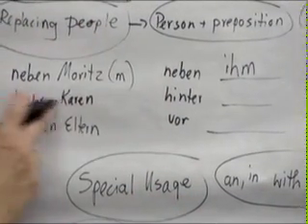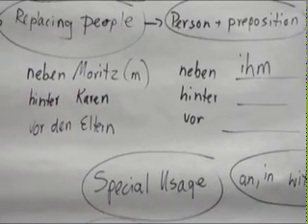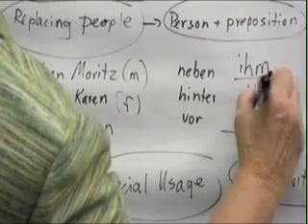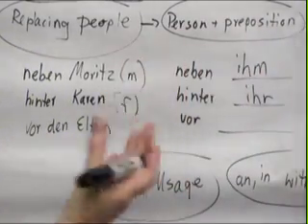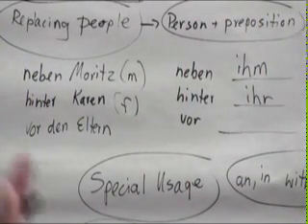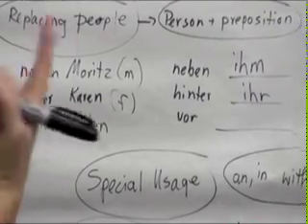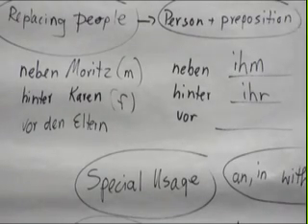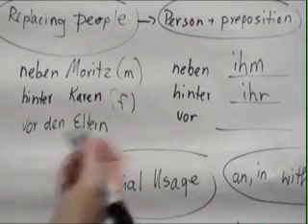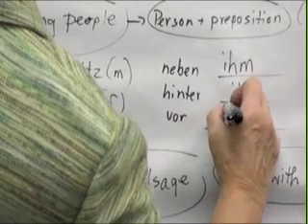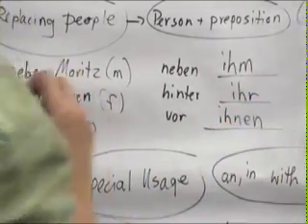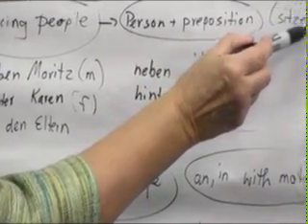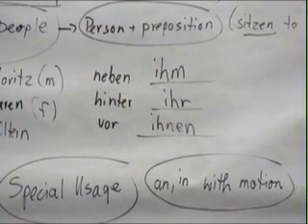I am sitting behind Karen. Karen is a female. Hinter ihr. And why are these dative? Because they're just sitting, they're not moving, remember? Ich sitze vor den Eltern. I'm sitting in front of the parents in an auditorium, for example. So, vor den Eltern, in front of them. And in front of them, vor ihnen. And they were all datives because I'm sitting, right? I'm not moving, I'm just sitting there.